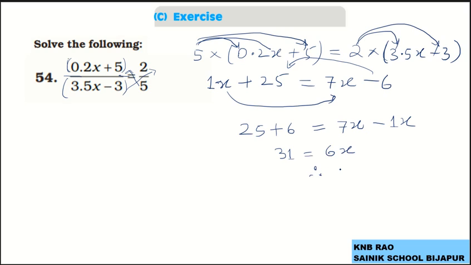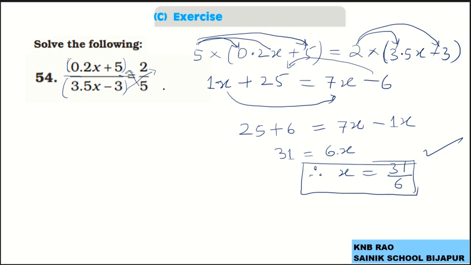Therefore, x equals 31 upon 6. Here 6 is multiplying, so it comes to the left hand side and does the division. So 31 by 6 is the solution of question number 54.